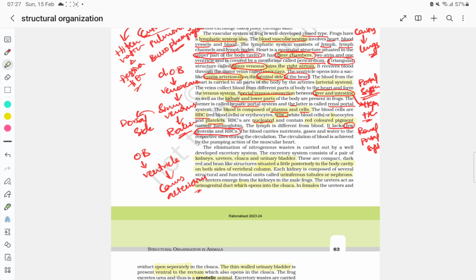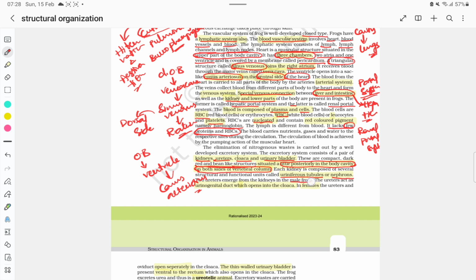Coming to the excretory system. The excretory system consists of a pair of kidneys, ureters, cloaca and urinary bladder. Kidneys are red and bean-shaped structures. Position and location are very important. They are situated a little posteriorly in the body cavity on both sides of the vertebral column, an important thing. The functional units in the kidney are called uriniferous tubules or nephrons.